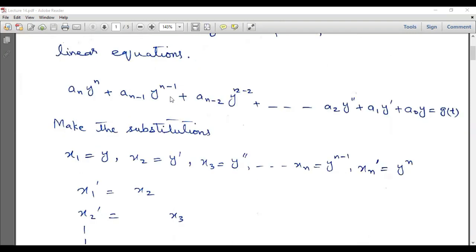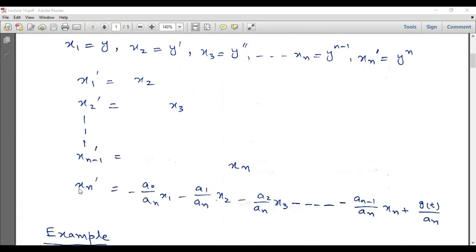rearranging this general ODE, right? So xn derivative can be written as y^(n), and y^(n) is basically equal to minus a_0 y, minus a_1 y derivative, minus a_2 y double derivative, and so on, minus a_(n-2) y^(n-2), minus a_(n-1) y^(n-1), and all terms will be divided by a_n, plus g(t). So g(t) will also be there on the right hand side, and it will be divided by a_n as well.